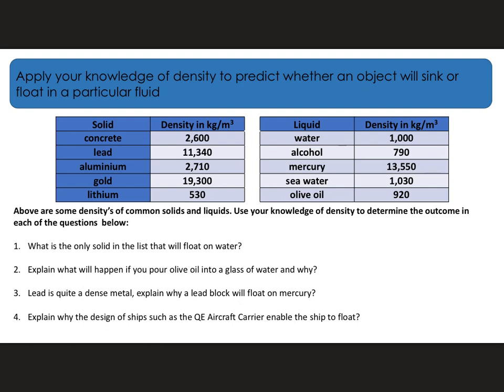So now I'd like you to apply your knowledge of density to predict whether an object will sink or float in a particular fluid. You can see we've got data for solids on this side, and we've got data for liquids on that side. I'd like you to use that data and your knowledge of density to determine the outcome for each of the questions below, and you've got 4 questions there. So you're going to use the density of these different liquids over here, and densities of the solids over there, and decide whether or not they'll be able to float or sink in water.